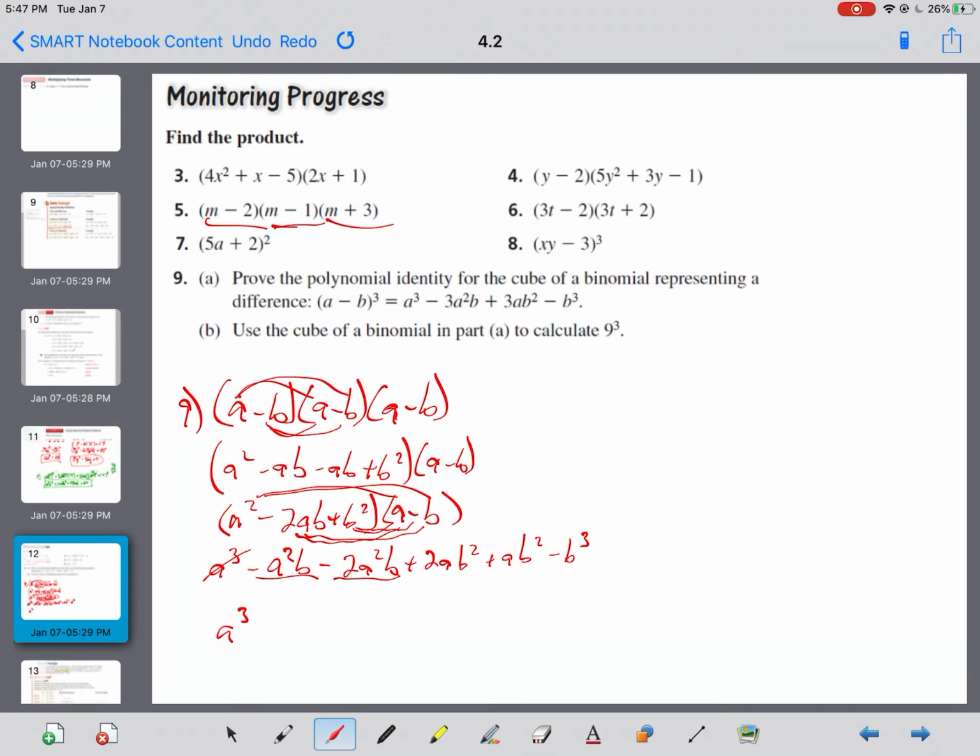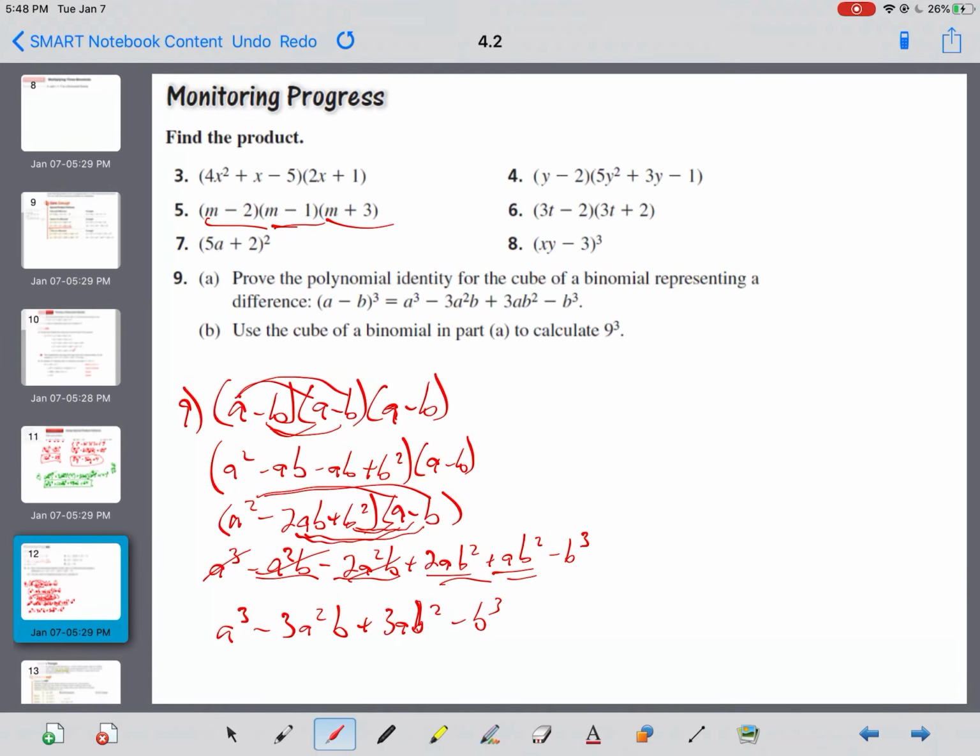These are like each other, a squared b's. So I got negative 3 a squared b's. AB squareds, I got AB squareds right there. So 3AB squareds, negative b to the third. That's the pattern. So then we use it to calculate 9 to the third.